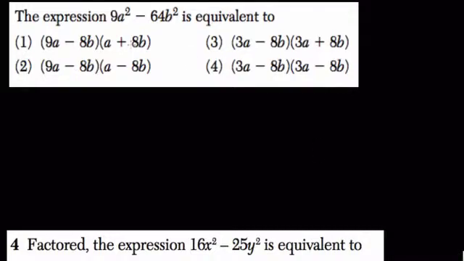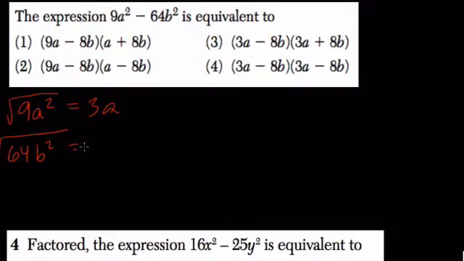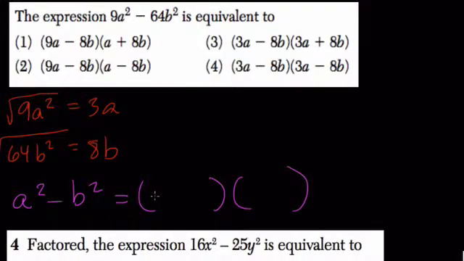Okay, here they want us to factor. We have two perfect squares because the square root of 9a squared is 3a, and the square root of 64b squared is 8b. So we're subtracting these two squares. It's called the difference of two squares. And the nice formula to work with there is that if you're subtracting two squares, find the square roots, right?